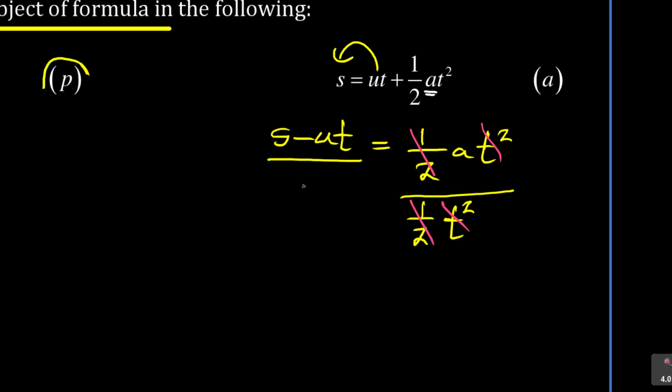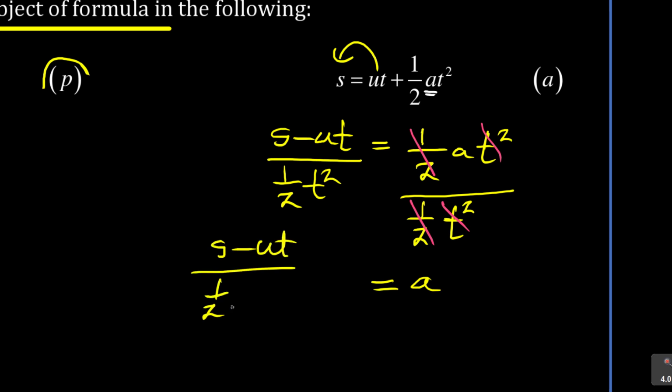So what you do on the left, you do on the right. 1 over 2 t squared, right? So then A is left. There is A. S minus ut over half t squared. You can argue. I think if you write like this, they won't penalize you. It's difficult for me to penalize you for this.